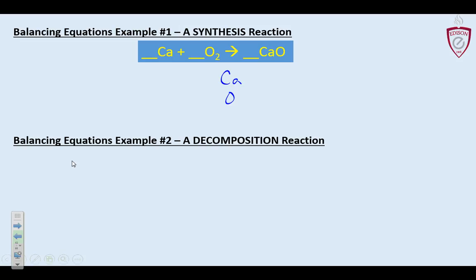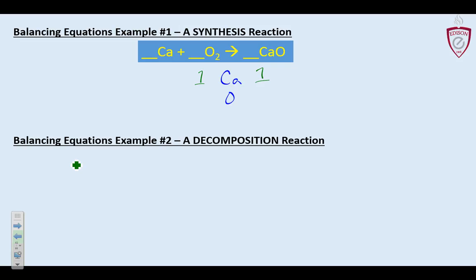Good. So now I'm going to count the atoms of each type of element involved. Calcium, you see on the left, I've got 1 of them. And on the right, I have 1 of them as well. Balanced. The calcium part seems to be balanced. Let's see if the oxygen is.